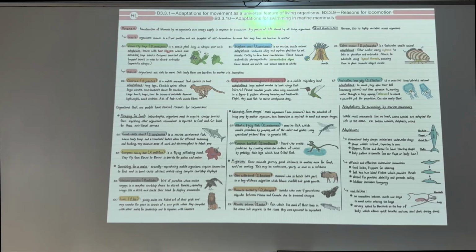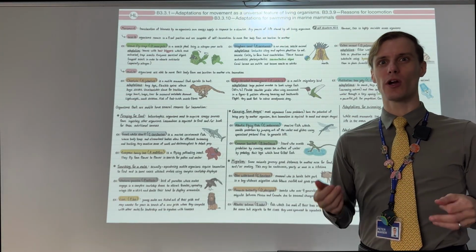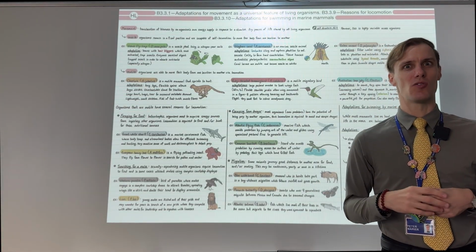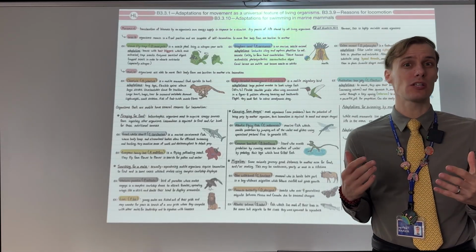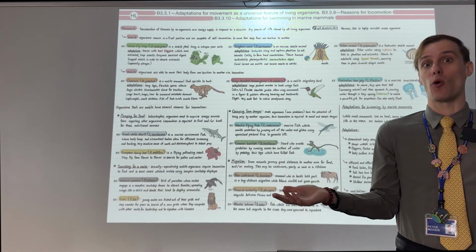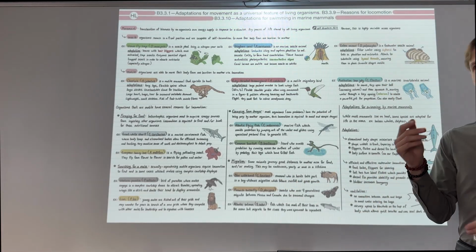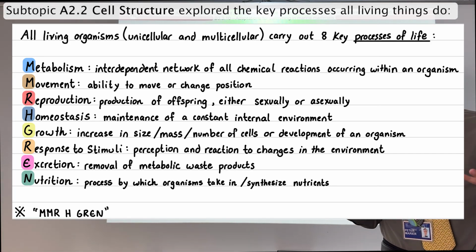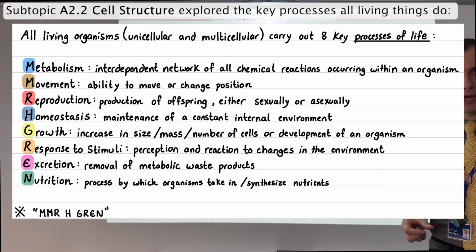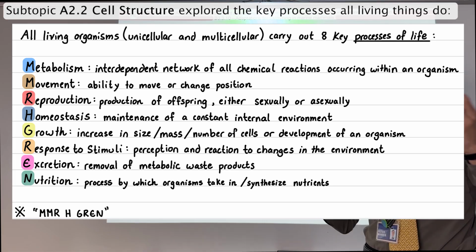Let's get started. Before we get into how muscles actually work, I think a great place to start is, what is movement and what are the different ways that movement looks like across the different organisms of the planet? So recall back in A2.2, we looked at the 8 key features of what it means really to be alive, and features that all living organisms can do. And recall that one of those features was movement.